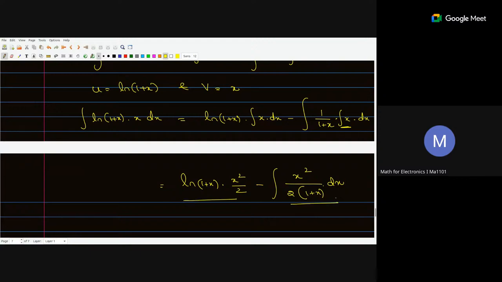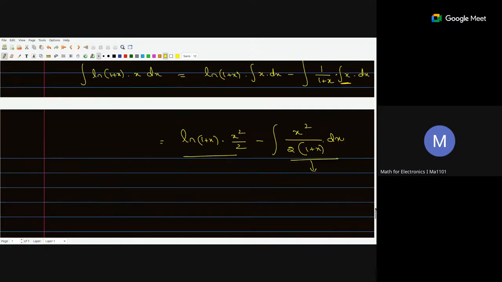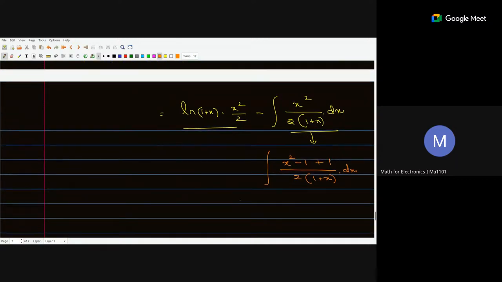This is done. And this requires a small modulation in the numerator. What I will do is, I will just simply subtract and add 1 in the numerator. What will I get by doing this is this. So all these are just minute manipulations which you can play around. 1 plus x dx minus integral 1 by, correct, right? Yeah, minus 1 by 2 times 1 plus x dx.